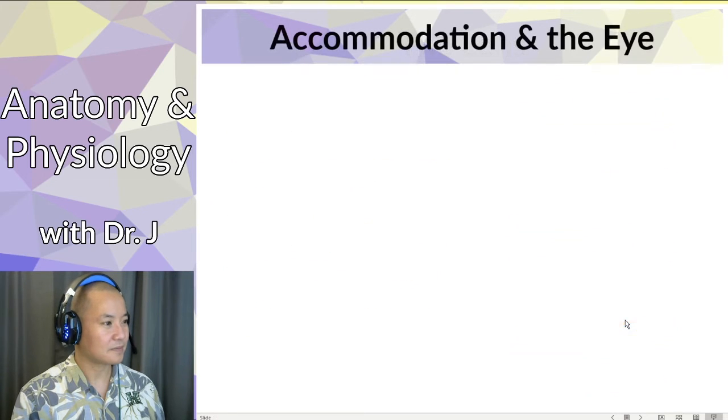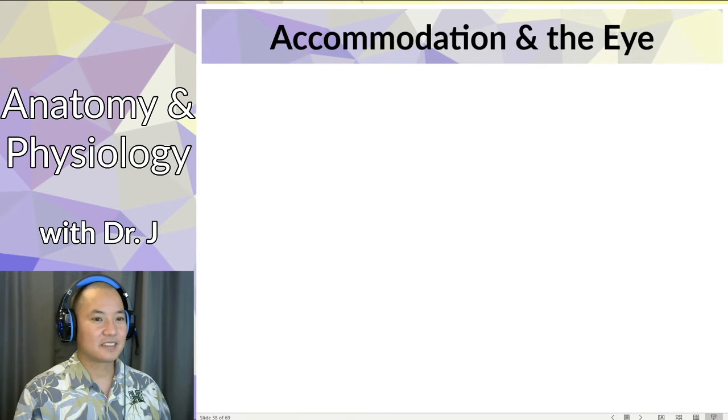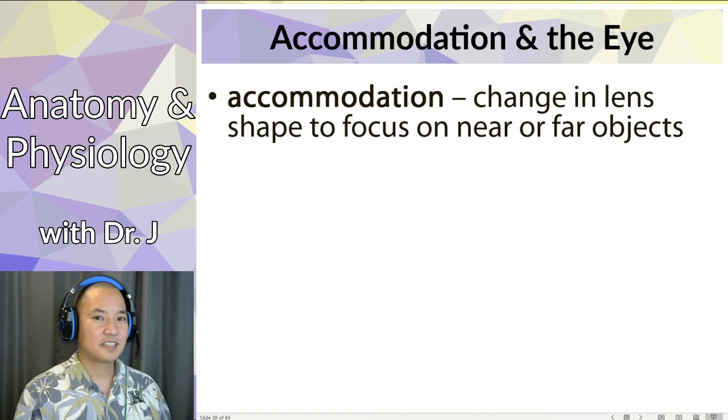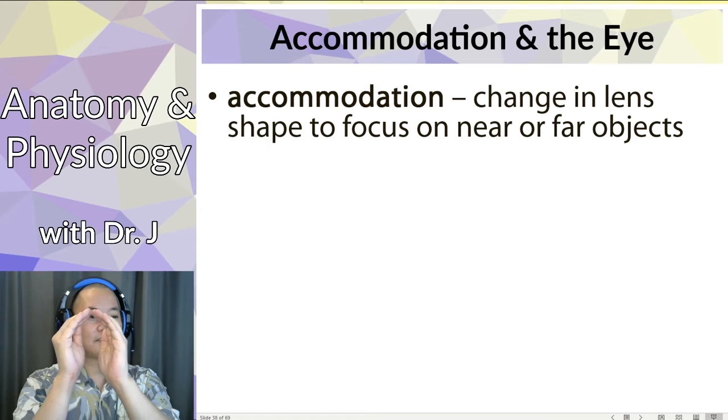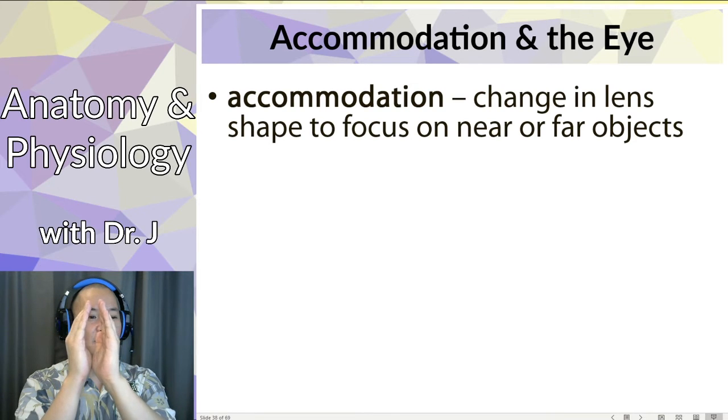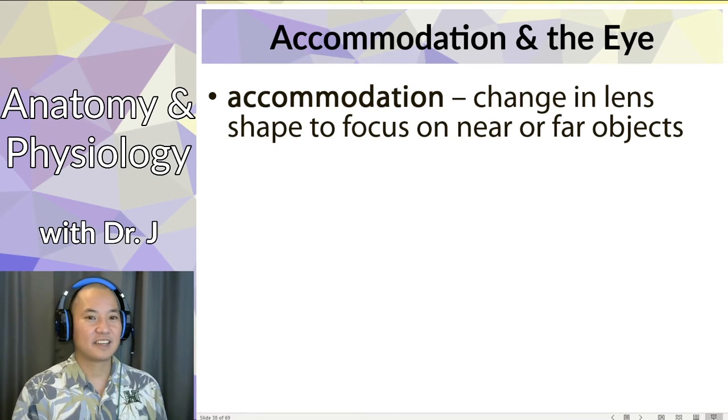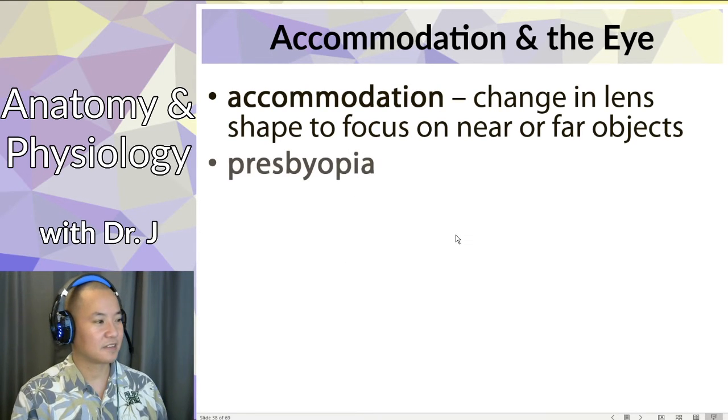Okay, let's talk about accommodation. Your lens, despite being pretty tough, is able to change its shape. It won't get completely flat like that completely flat example we saw earlier, but it can round and it can flatten out as well. As it gets more flattened, it doesn't focus on a smaller area, but if it gets rounder, it's going to sharpen the focus and condense it on a smaller area.